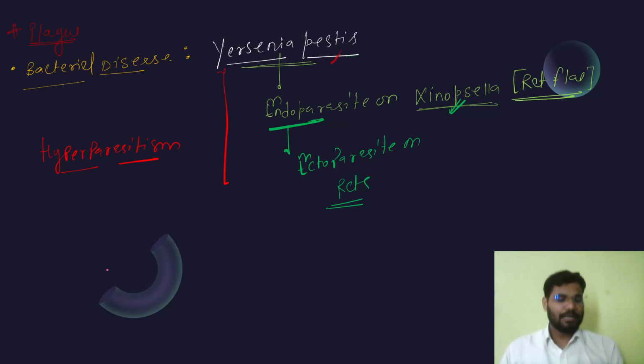Fine. Okay. Now, what are the symptoms, or how is it spread? Basically, of course it is spread through the rat, so it is a vector. So how is it spread?